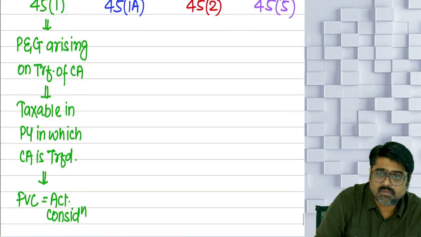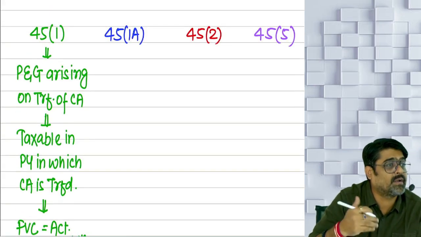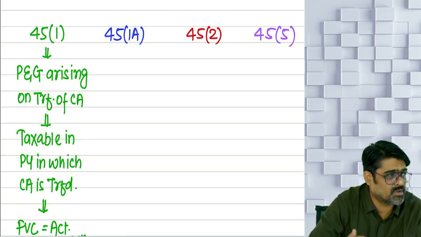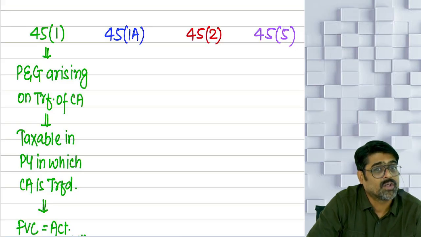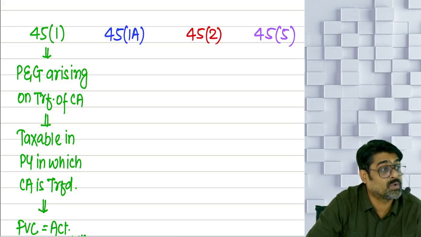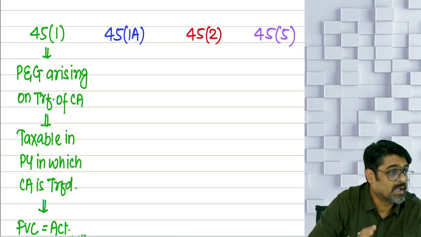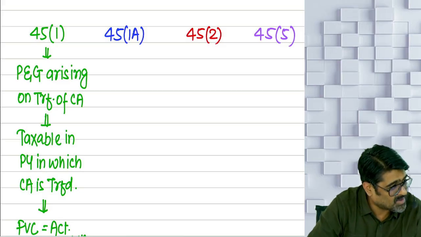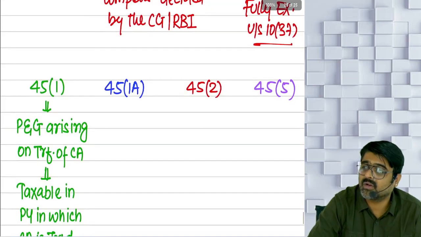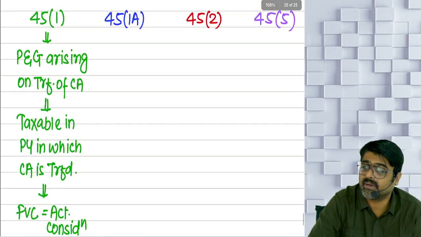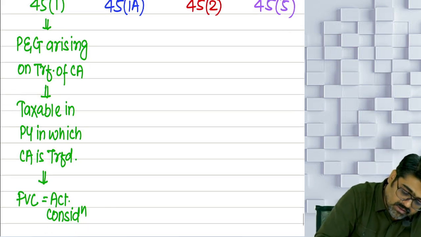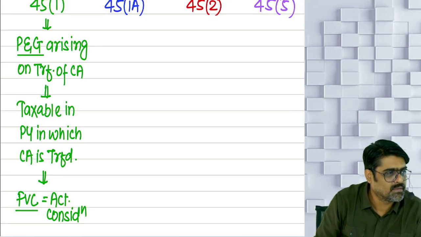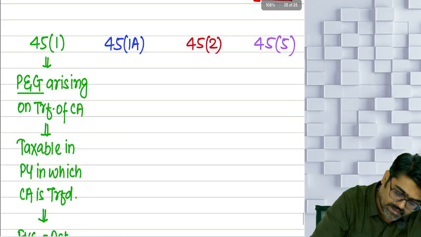Period of holding: starting from the date of acquisition, ending on the date immediately preceding the date of transfer. If the asset is short term, cost of acquisition, cost of improvement, no indexation. If the asset is long term but the transfer was prior to 23rd July, then indexation is also there. If the transfer was on or after 23rd July, indexation will not be available. Yes or no? So any profit or gain arising on transfer of a capital asset will be taxable in the previous year in which the capital asset is transferred. But to calculate this profit or gain, what will be the full value of consideration? Actual consideration. Understanding?